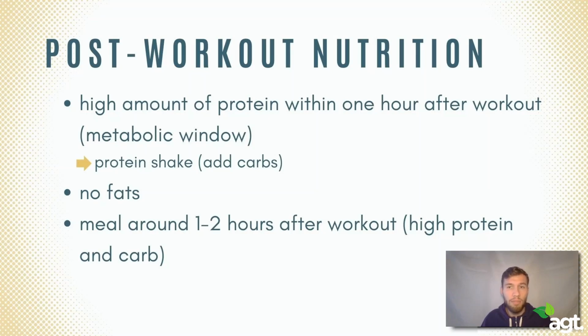One easy way of doing this is by drinking a protein shake, and here you can and should add some carbs. So what you usually say is 2-to-1, 2 carbs, 1 protein. So let's say you have 20 grams of protein, you want to have 40 grams of carbs. One example of what you could do here is add a banana to your protein shake. You should avoid eating fats right after your workout, and the meal should be around 1 to 2 hours after in the best case. Also make sure you add a high amount of protein and carbs here.